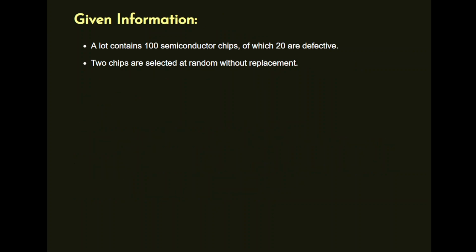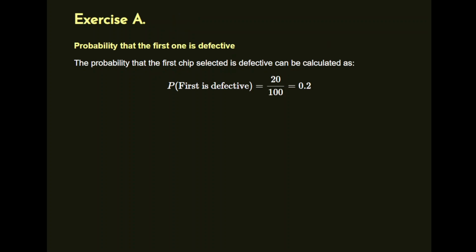Okay, so let's go through them one by one. But first off, let's just restate the information we were given. A lot contains 100 semiconductor chips, of which 20 are defective, and 2 are selected without replacement. So essentially that's important there. When you take one out, there's 99 left when you go in to take the second one. And if you take a second one out, that means there's 98 after that, and so on. That is the importance and the relevance of without replacement, which is very important.